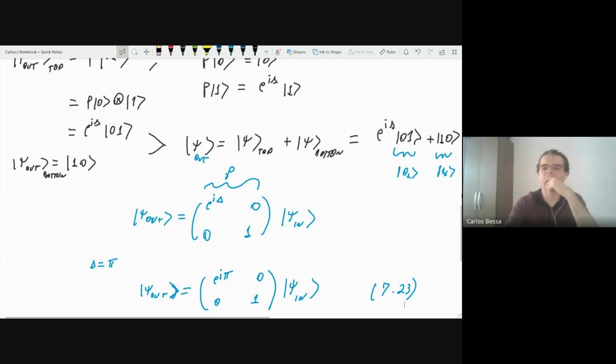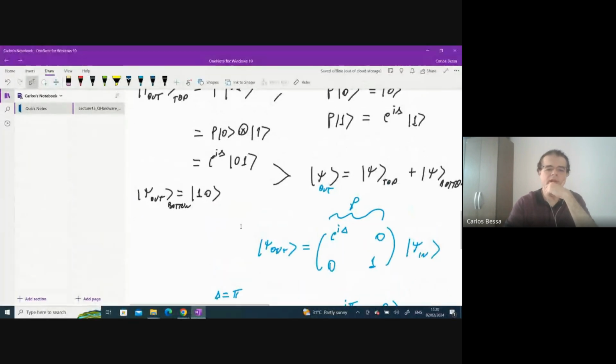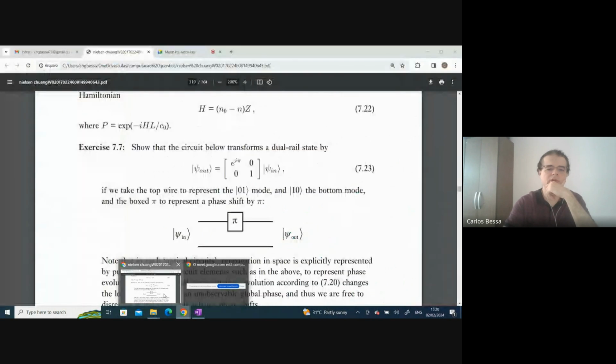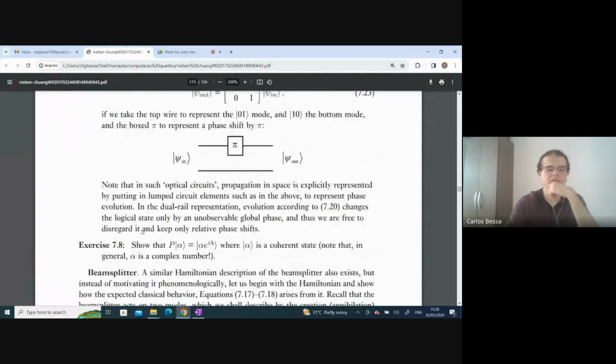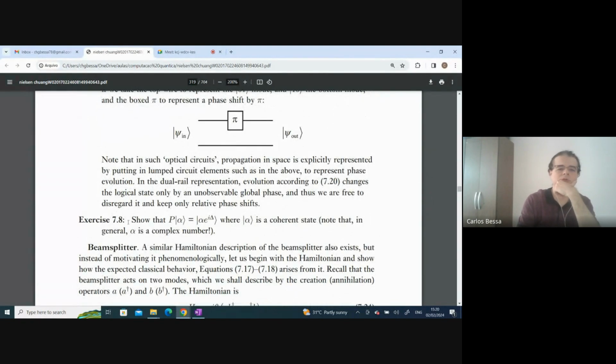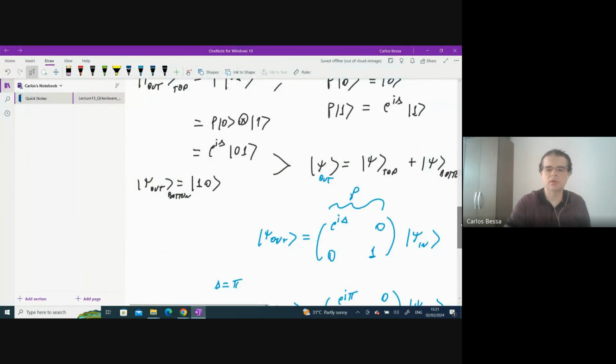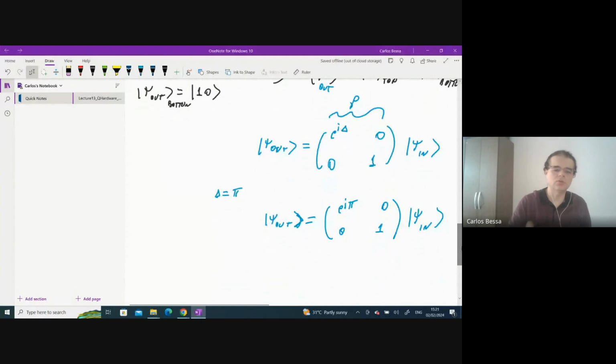Okay, and they have another exercise here. And this other one we did in class, in the second lecture. That's to show the 7.8, show that P alpha can be expressed in this way. We did something very similar when we were studying the coherent states. I'll leave it as homework, okay? 7.8. So homework, if you have any doubt, we can discuss in the next lecture.